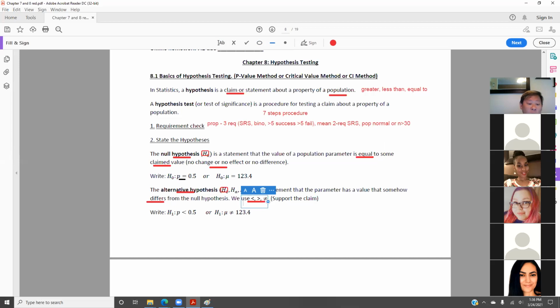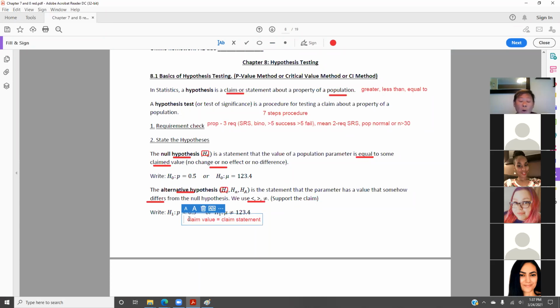When you give me the hypothesis statements, we use either P or mu. P stands for population proportion, which you use in 8.2. Mu is used for the mean, in 8.3. The 0.5 that you see here is what we call your claim value, and this claim value comes from your claim statement.